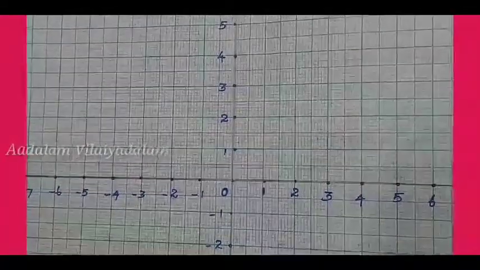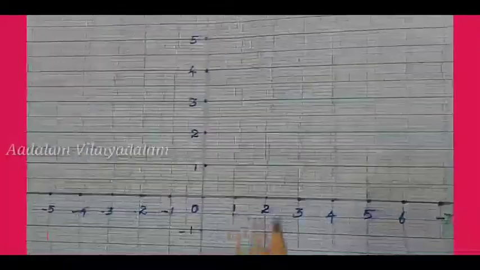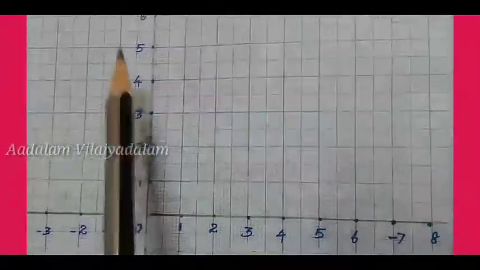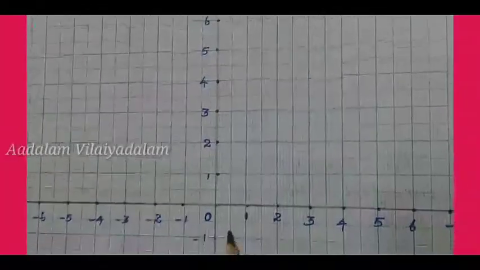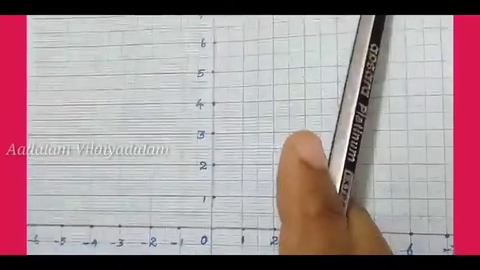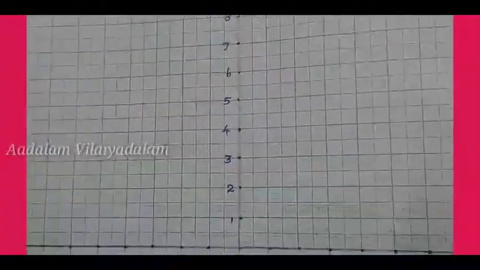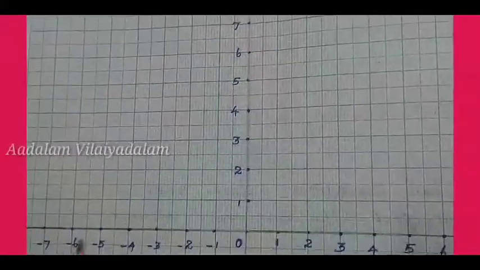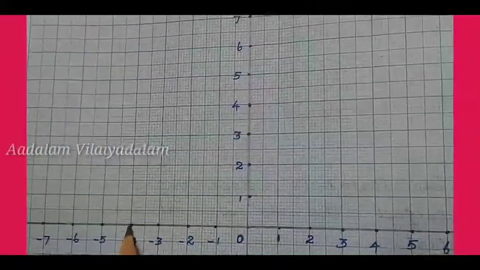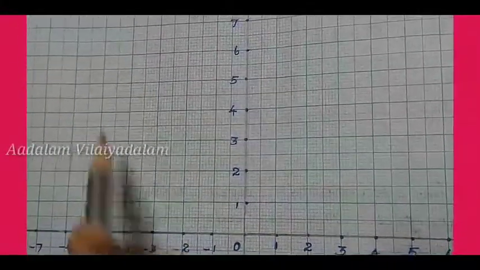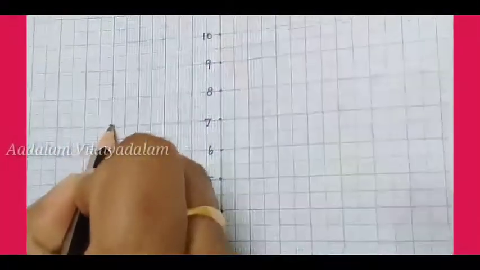So draw the axes. On the x axis 1 centimeter equals 1 unit. On the y axis also 1 centimeter equals 1 unit. So write the scale values here. Plot the points. The first one, minus 4 comma 7. So on the x axis minus 4, on the y axis plus 7. So minus 4 comma 7.